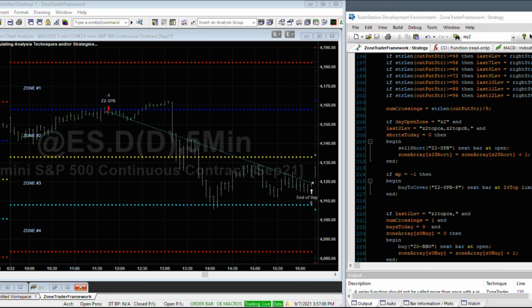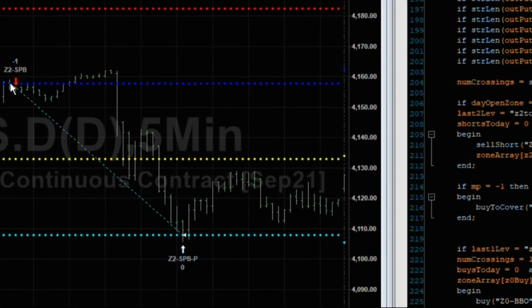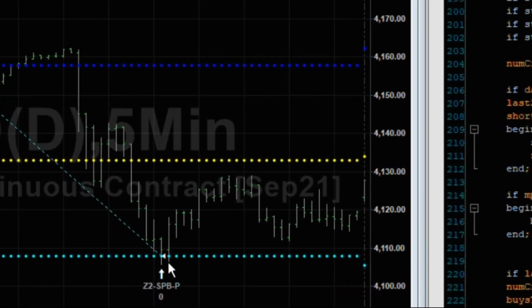Calculating the analysis techniques and strategies. I've got quite a bit of history here, so it does take a little bit of time. It should be any moment now. Okay, there it did. It flipped it. And it did get out where we wanted to get out. We entered on the zone 2 short pullback, and we covered it at zone 2 short pullback profit, and that is zone 4 top. Okay, so that was all there.